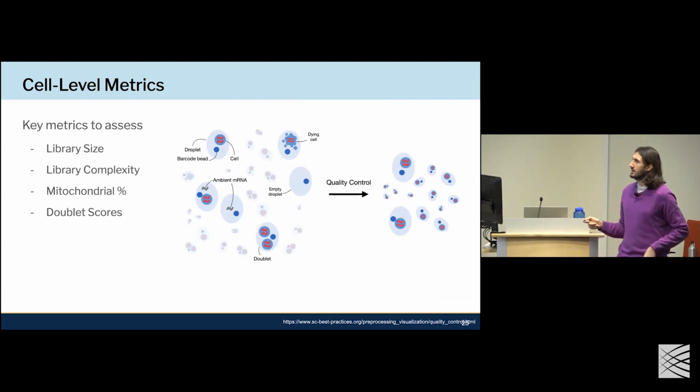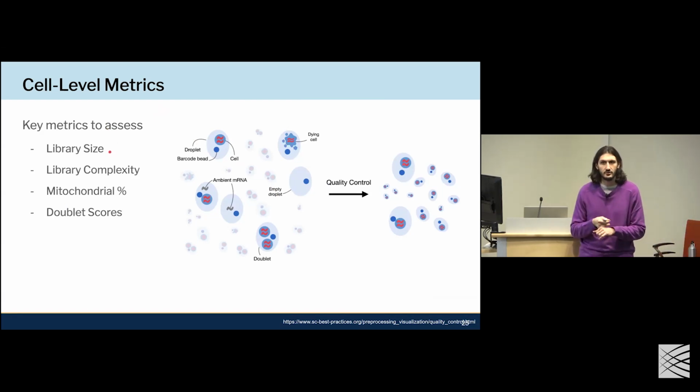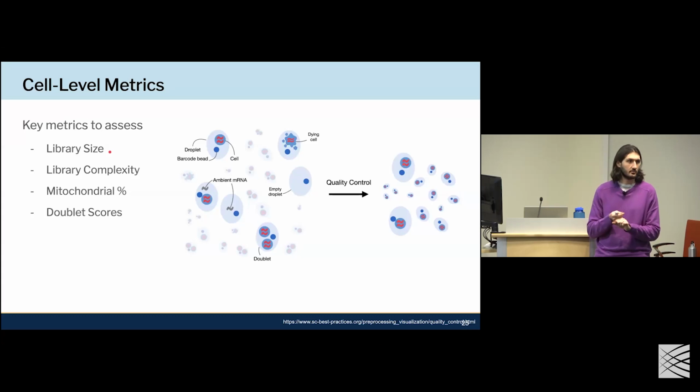Some of the key metrics that we look at are the library size and the library complexity. Library size is how many UMIs we detected for that droplet. Library complexity is how many genes we detected for that droplet. Mitochondrial percentage is what percent of genes map to mitochondrial genes, and the doublet score we'll look into in a second.